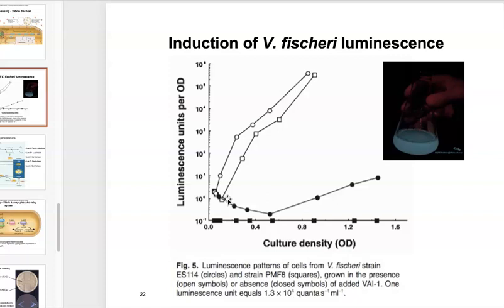So the cells can be really induced to produce excess bioluminescence. Again, you can see how much autoinducer these guys produce. So any of the microbes in the presence of autoinducer are producing just tons of light.